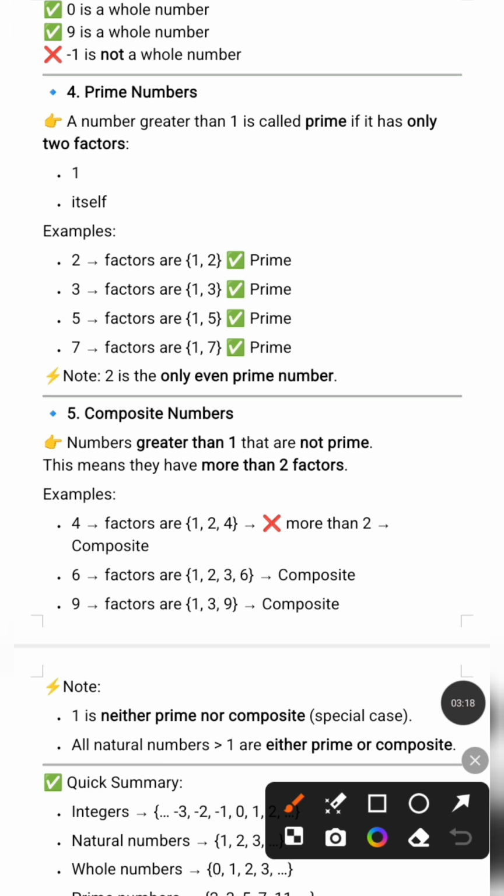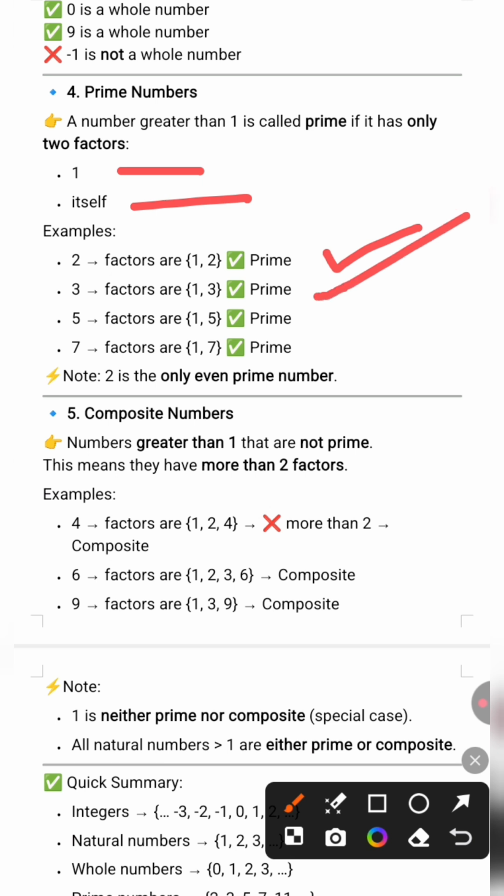Then let's talk about prime numbers. Prime numbers are numbers greater than 1 that have exactly two factors, 1 and itself. For example, 2 is in the 1 table and the 2 table, so it is a prime number. 3 has factors 1 and 3. 5 has factors 1 and 5, so it is a prime number, and 7 also has 1 and 7. A prime number is greater than 1 and has two factors, 1 and itself.